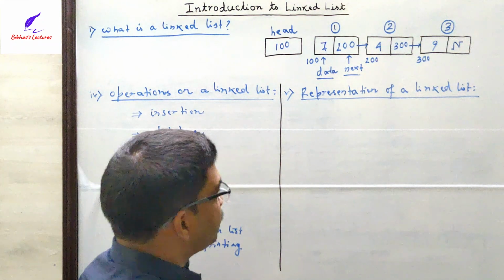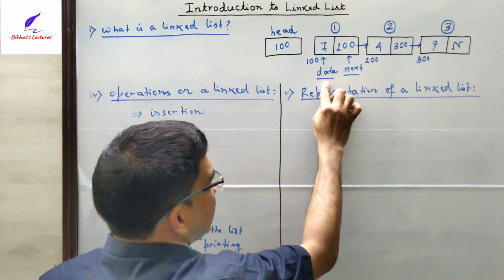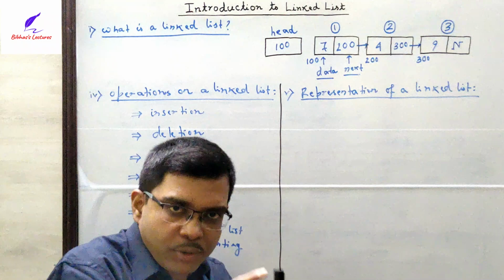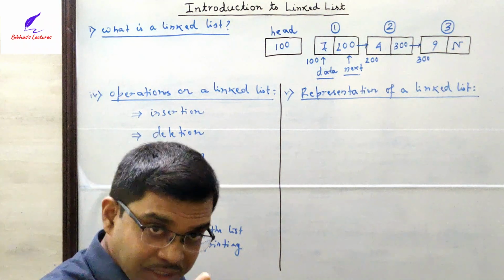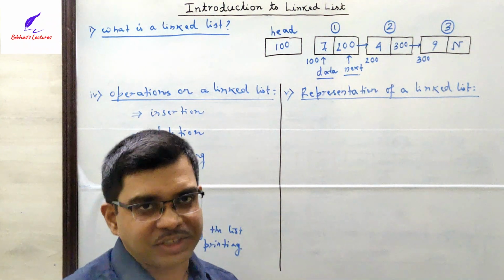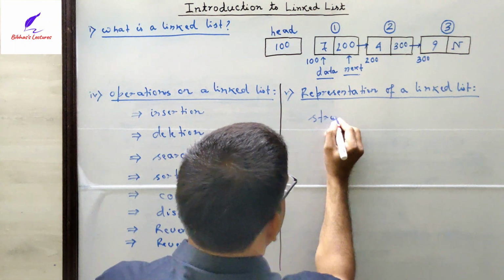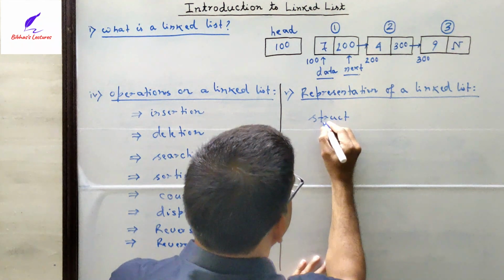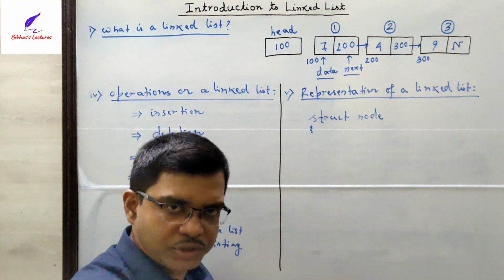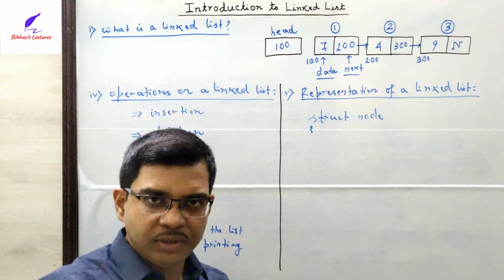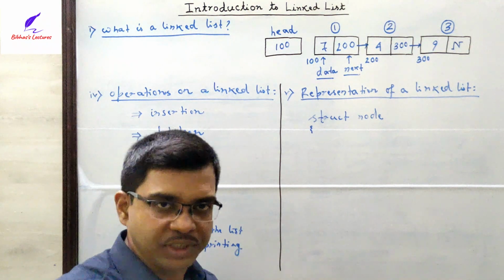So you can check that each and every node, as I have told you, has two parts: the data part and the next part. So we can think of the nodes of a linked list as a structure. In C language, if we want to declare a structure, you know that we have to use the keyword struct. So we are declaring the structure using the keyword struct, and the name of the structure is node. If you have any confusion about how to declare a structure, or if you want to learn, you can go to the previous video where I have explained everything about a structure.